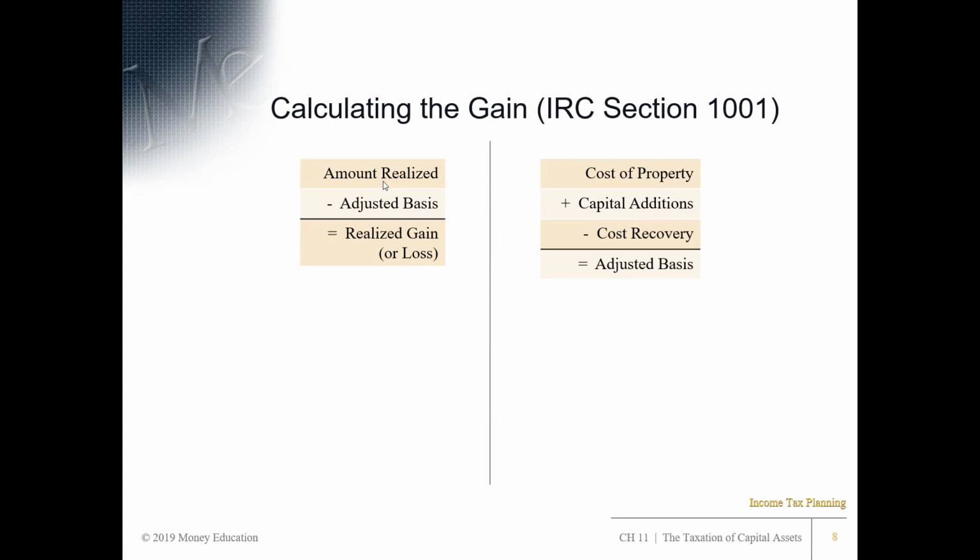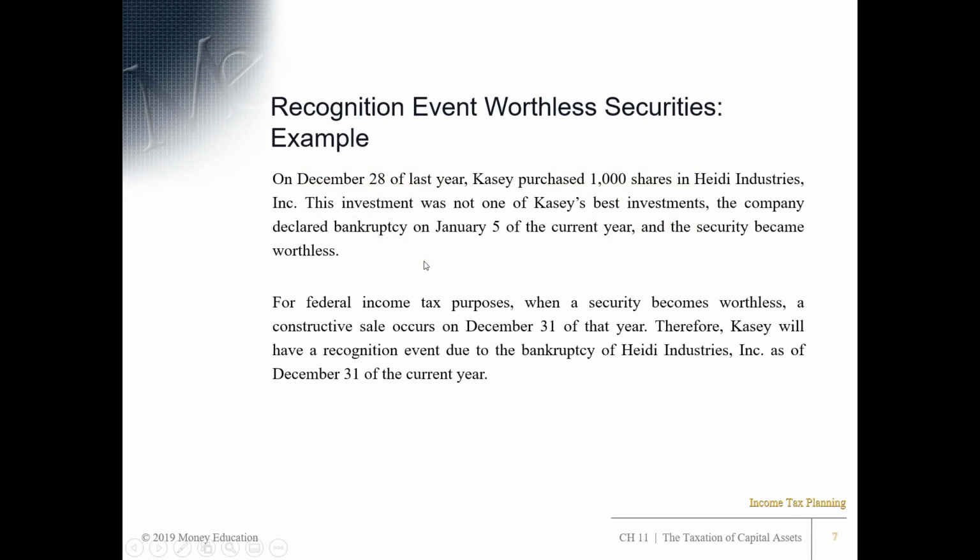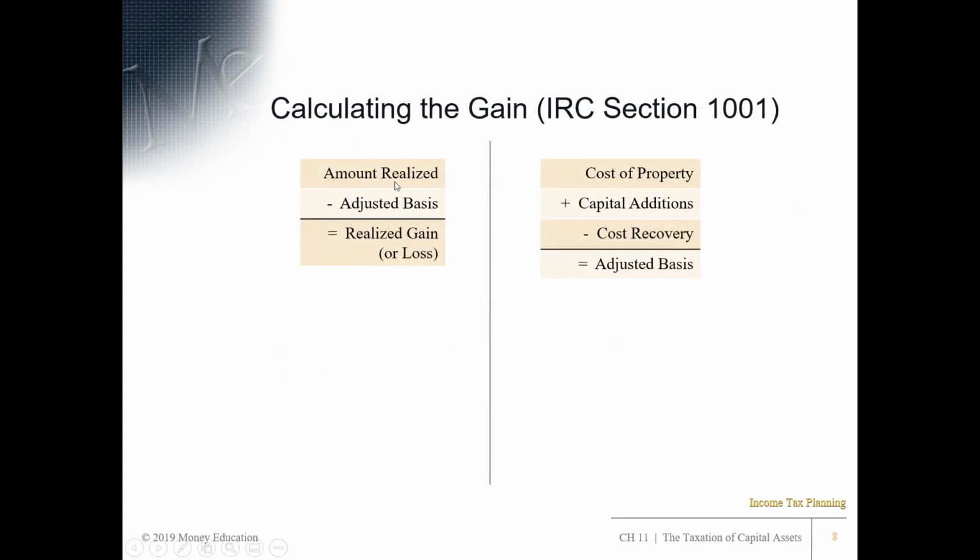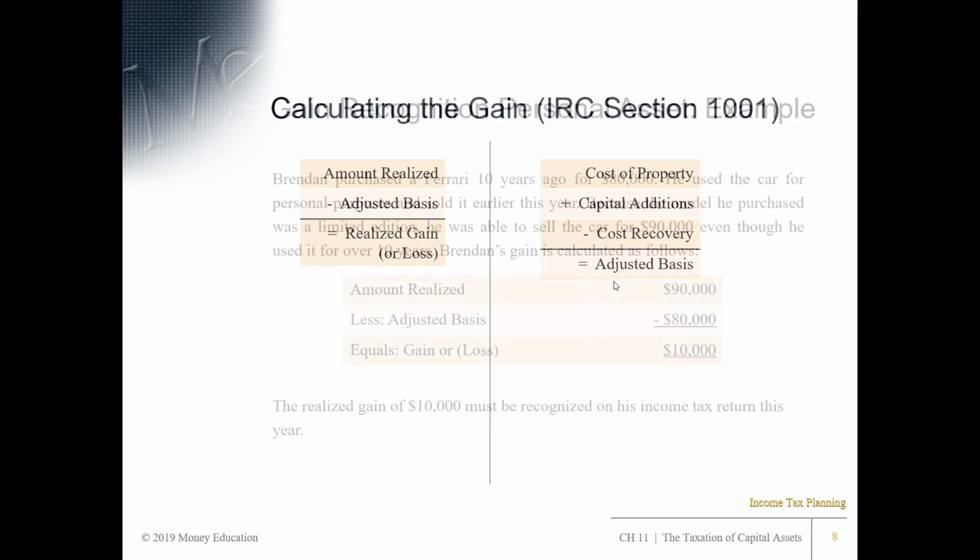To calculate a gain, we take the amount realized minus the adjusted basis, which equals realized gain or loss. How do we get to adjusted basis? It would be the cost of the property, which could be stock or property, plus any capital additions, minus any cost recovery, which is depreciation, equals adjusted basis.